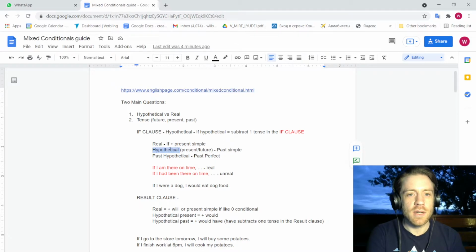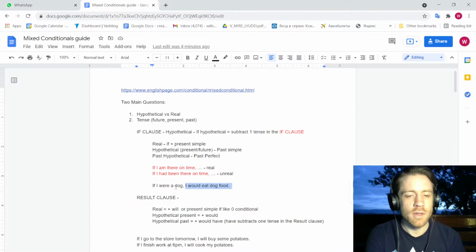If we want to say something in hypothetical, remember we're answering these questions, now we need to choose the tense that we want. So if the tense is going to be present or future, it's going to look like past simple. And that's like this example here. If I were a dog, yeah, if I were a dog, meaning right now, hypothetical present, I would eat dog food.